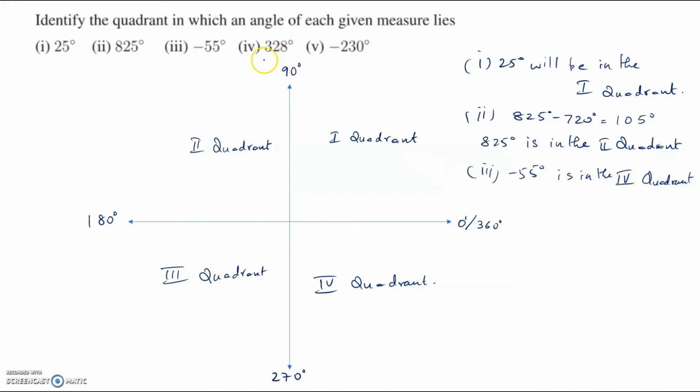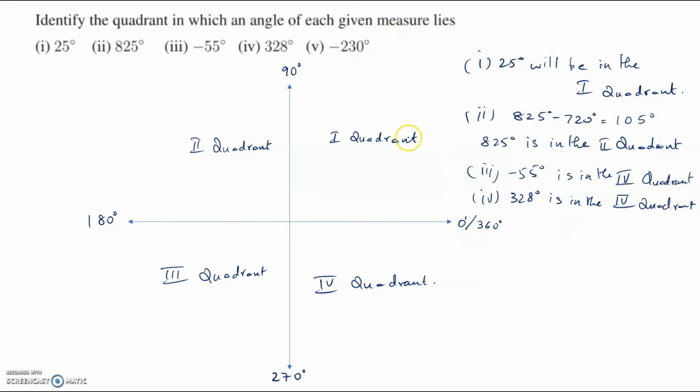Then number 4 is 328 degrees. We know the full circle is 360, and up to the third quadrant is 270 degrees. So 328 will fall in the fourth quadrant. So you say 328 degrees is in the fourth quadrant.